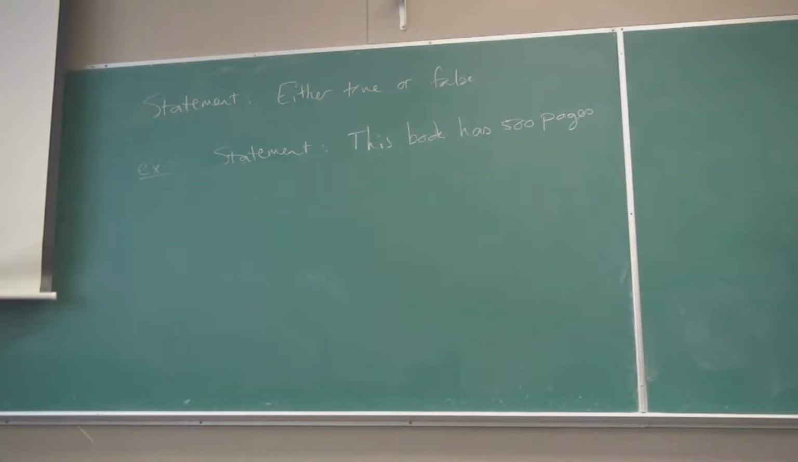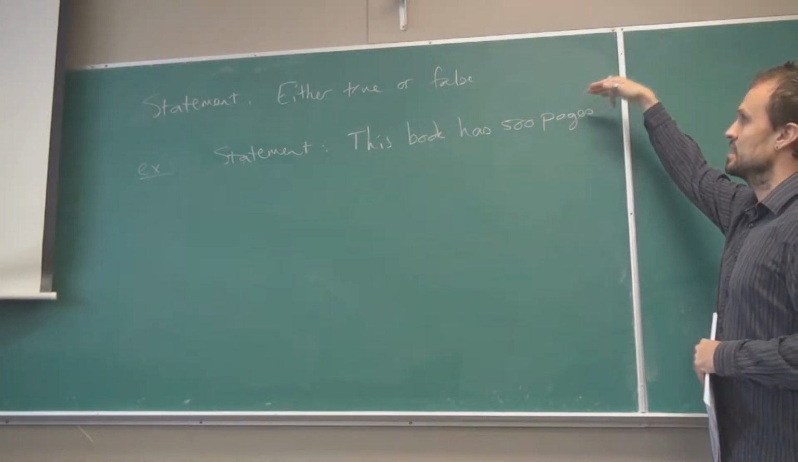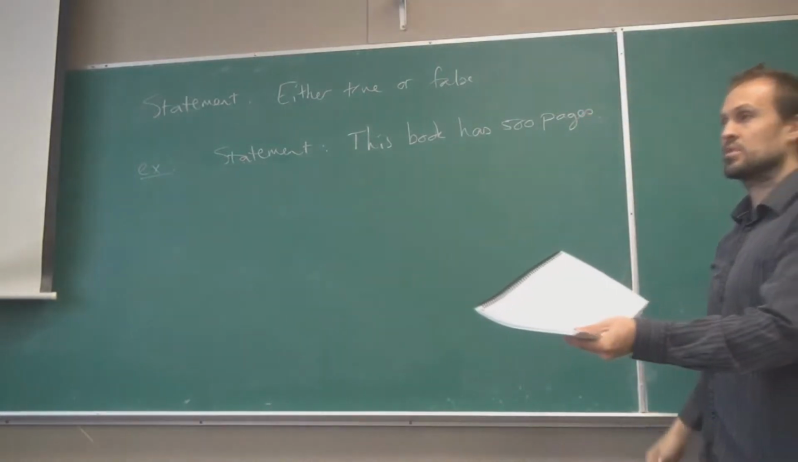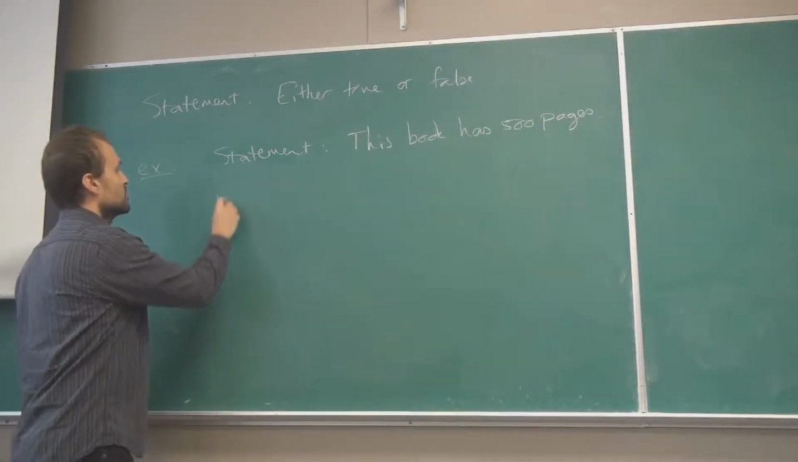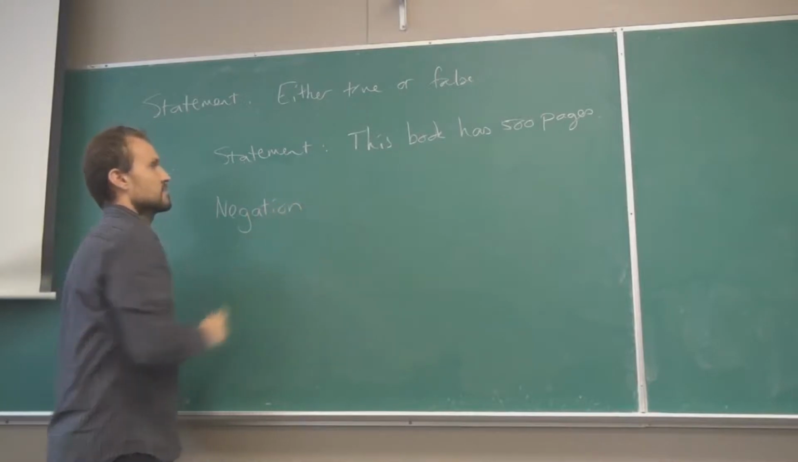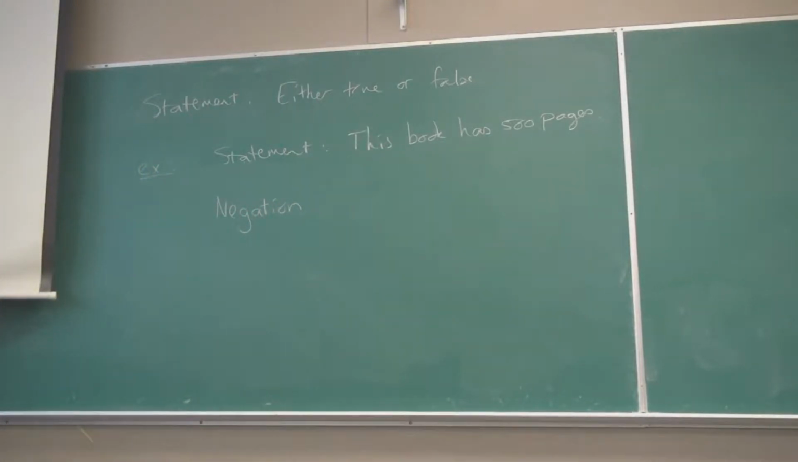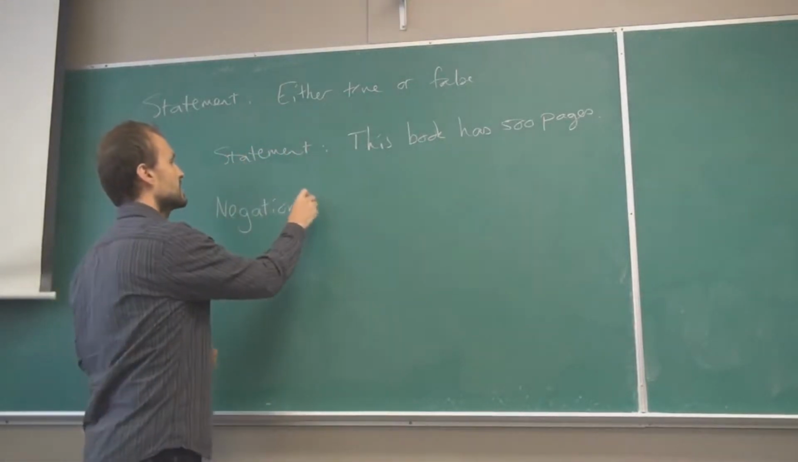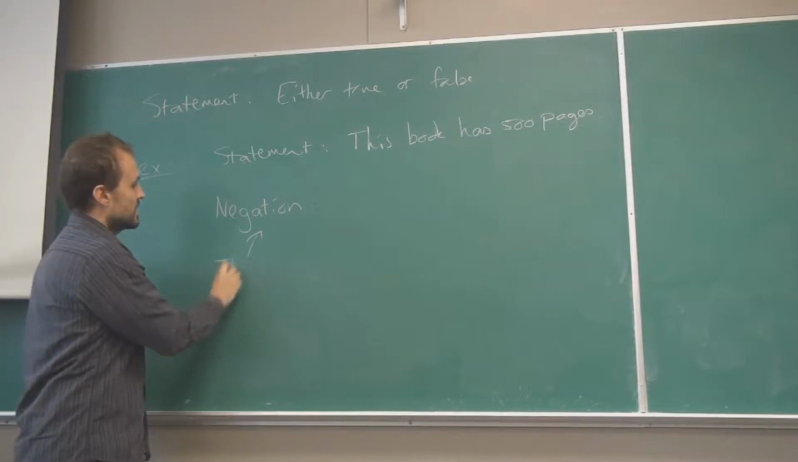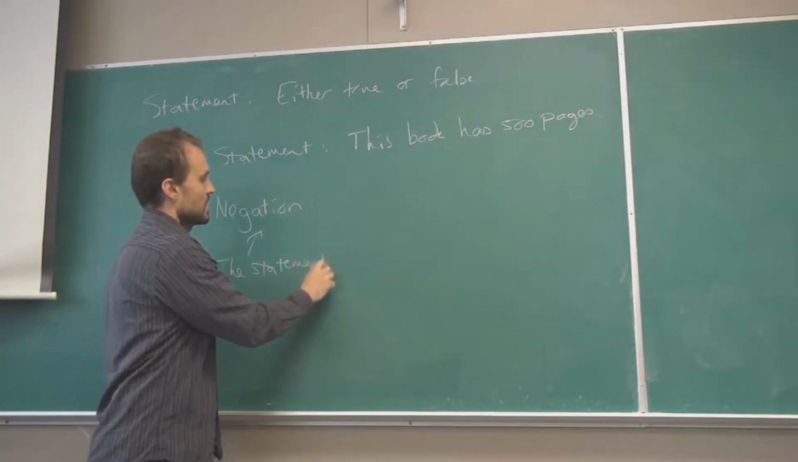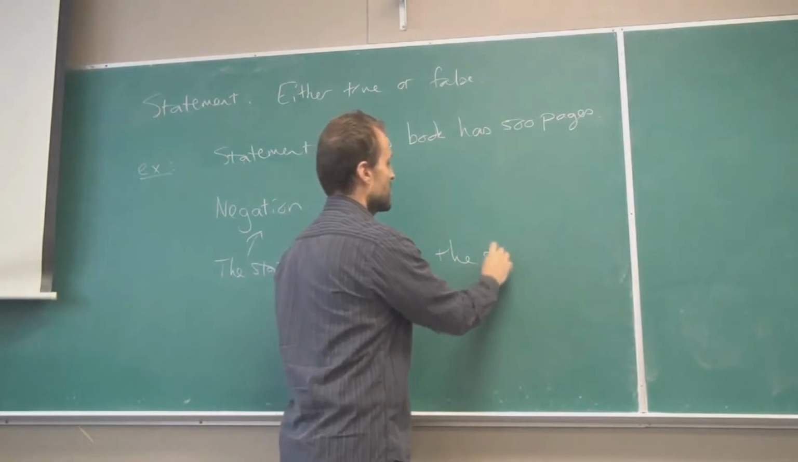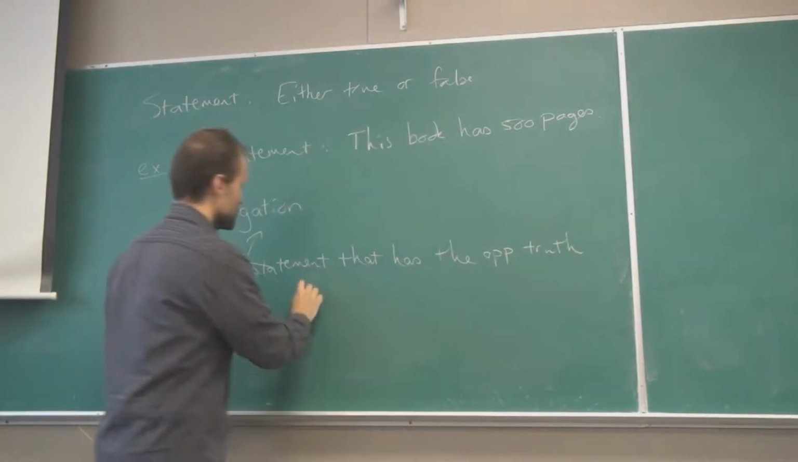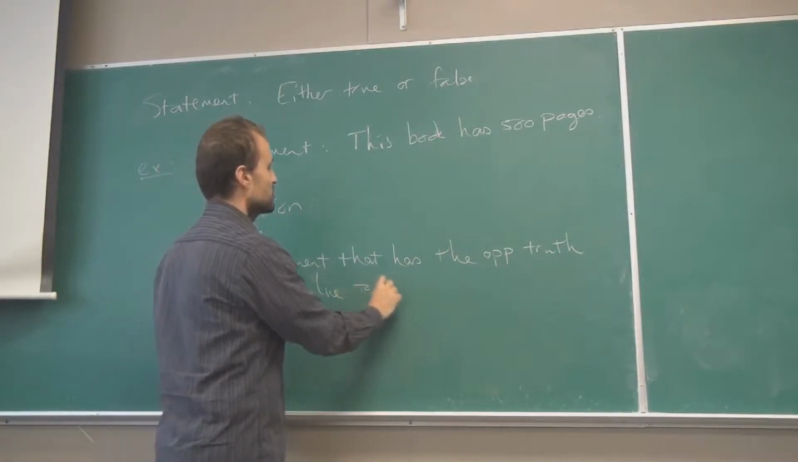That's not the point. The point is, it is a sentence that qualifies as a statement, because anyone can look at the book and determine it's true or false. It has to be one of the two. No vague sentences. From this, we also want to come up with another statement that is partnered with this one, and we call it the negation. It is the statement that has the opposite truth value to the given statement.